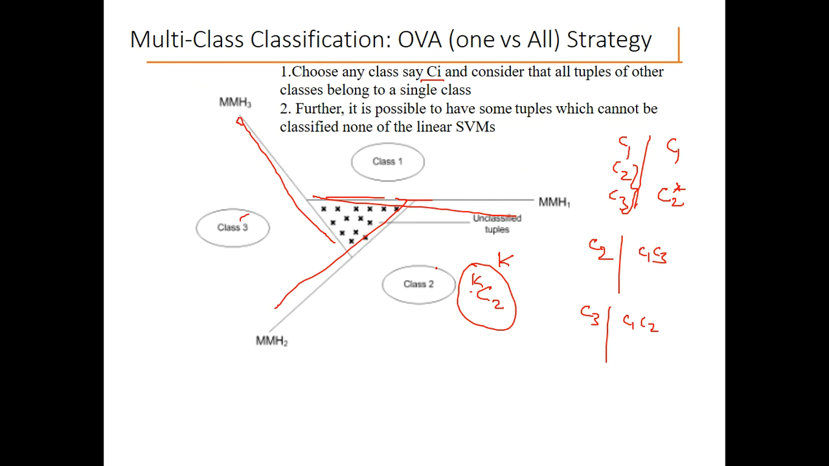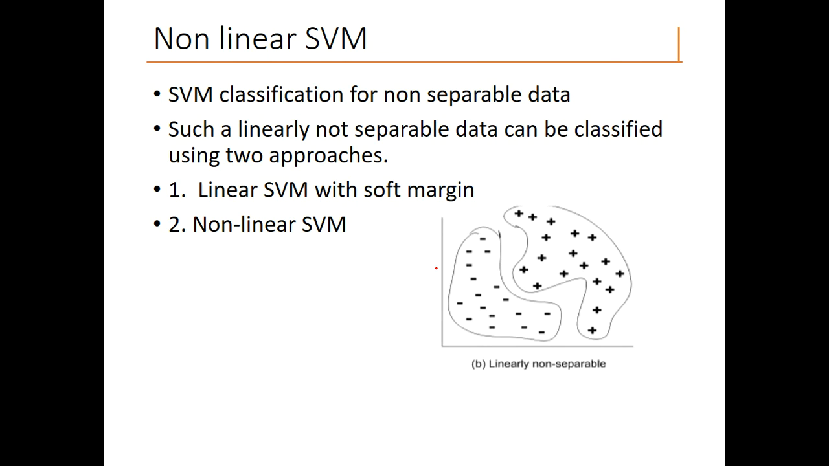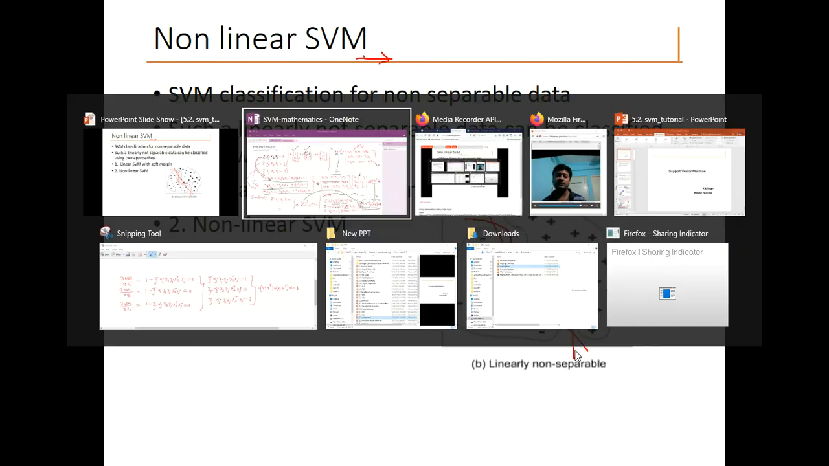So fine. The next topic is non-linear SVM. So far we discussed linear SVM, meaning the two classes which can be separated with a line. But now in the next video we are going to see how to construct a non-linear SVM model. That we shall see in the next class.